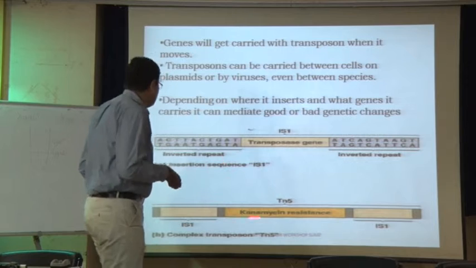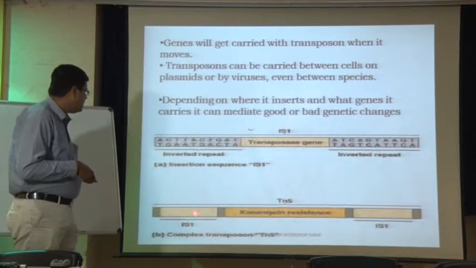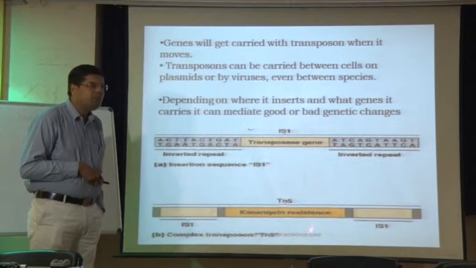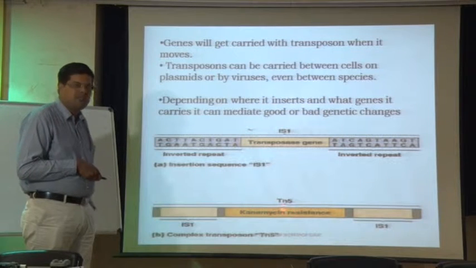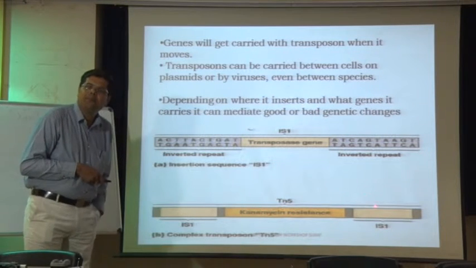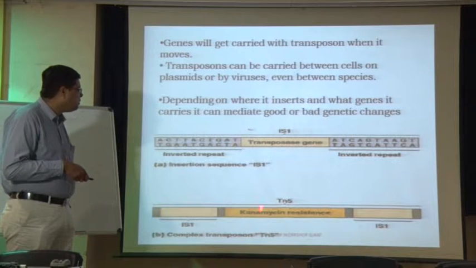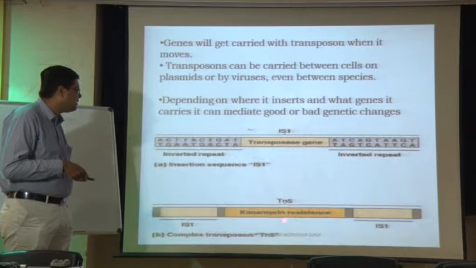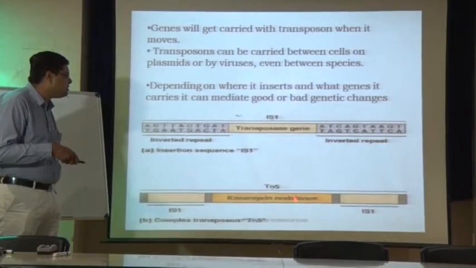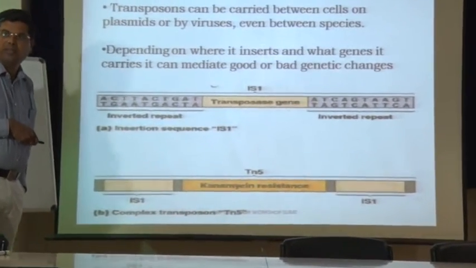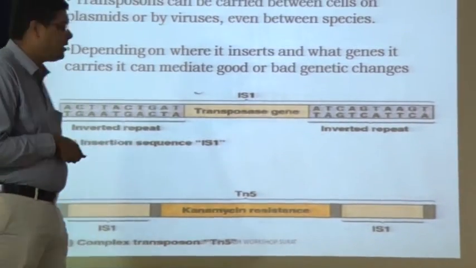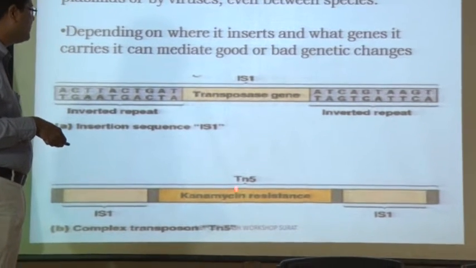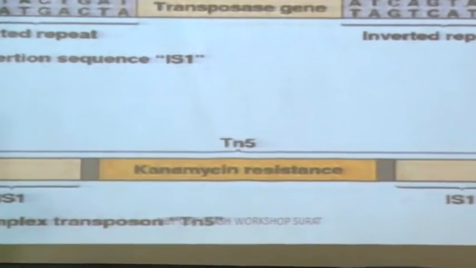The complex transposon, apart from the insertion sequences and the genes TNPA and TNPR, also carries some selection marker. For example, it carries the kanamycin resistant marker. So wherever this transposon goes, it will transfer kanamycin resistance.